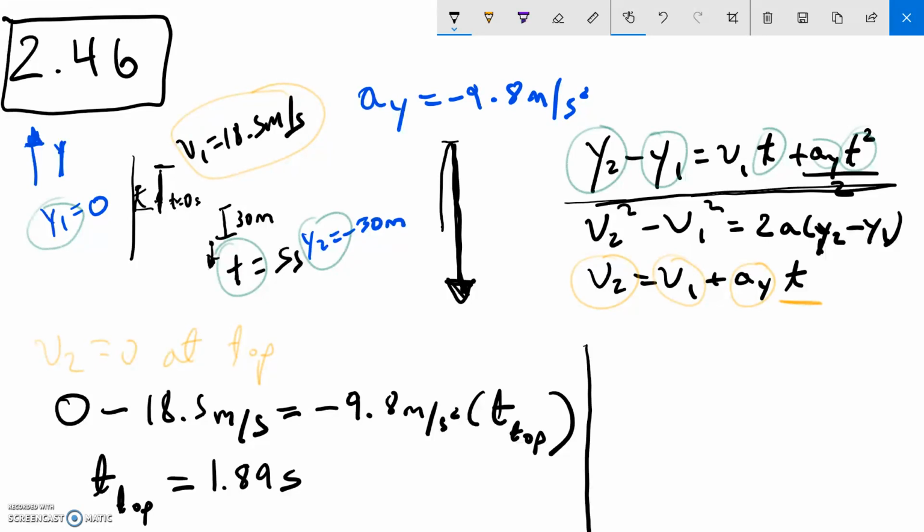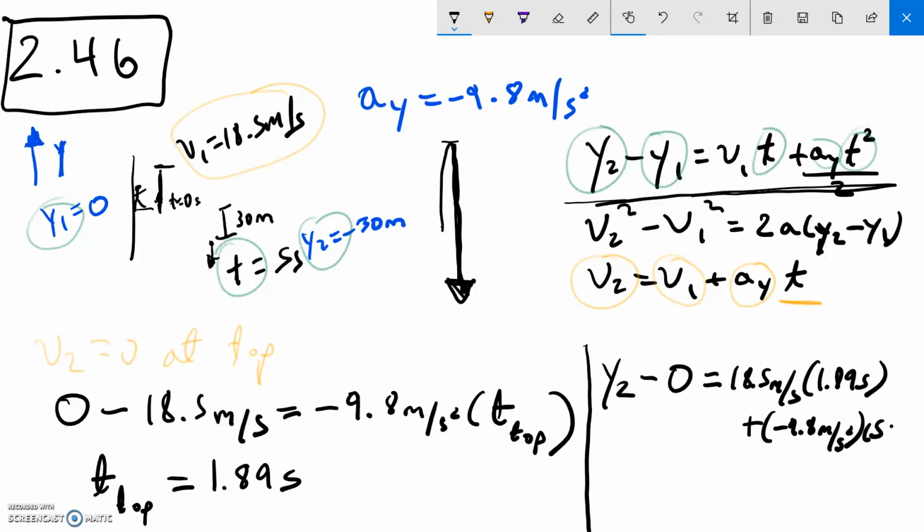Now that I have that time, I can also find the distance from where it was thrown to the maximum height. So this new y2 minus 0 is then going to be equal to 18.5 meters per second times the time to the top, 1.9 seconds, plus negative 9.8 meters per second squared times 1.9 seconds squared over 2. And I get that y2 is equal to 17.5 meters.